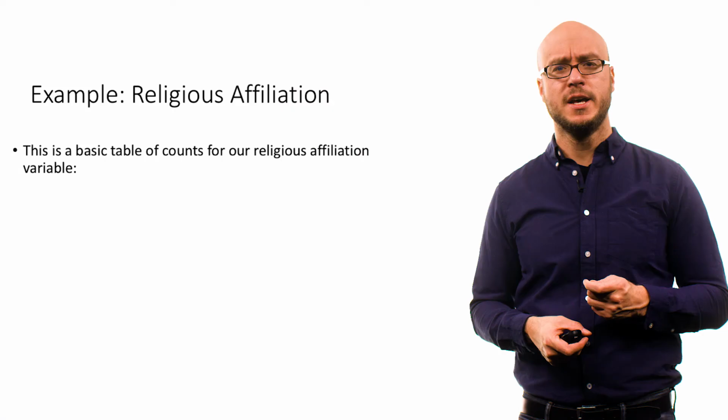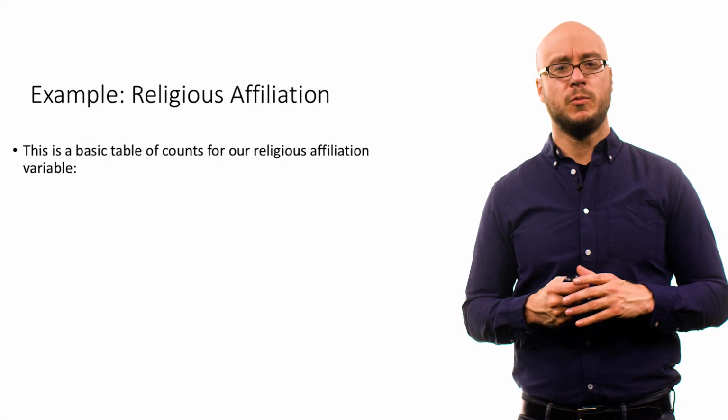All right, let's go through an example. When you do statistical inference, it's one thing to really learn the steps, but to really understand it, it's always good to go through a few calculations and really tie it to an example. So let's look at religious affiliation. This is the same example we were working with earlier.